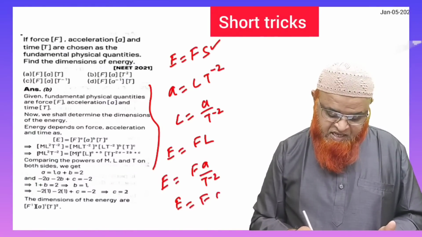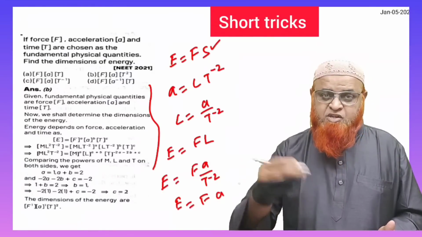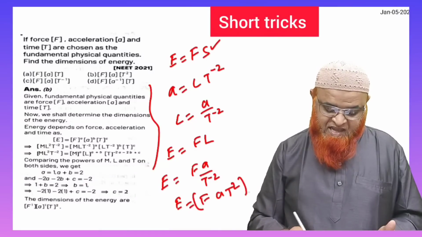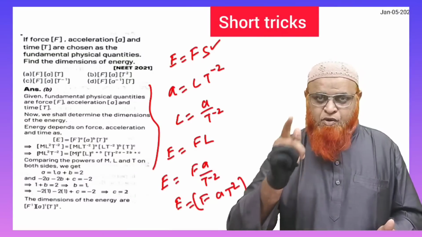Energy can be taken as F A. T power minus 2 comes to the numerator, becomes T square. That's it. How do you feel?